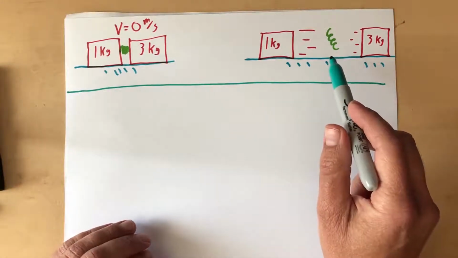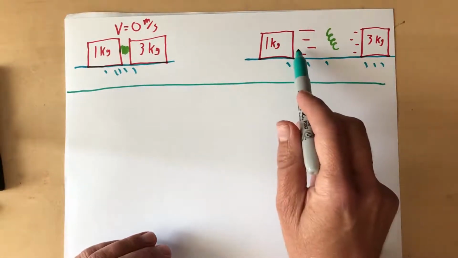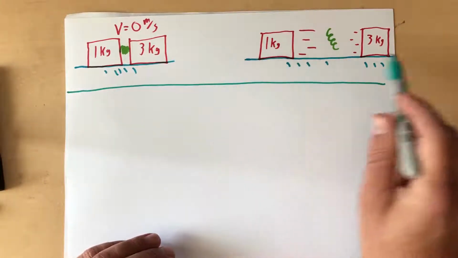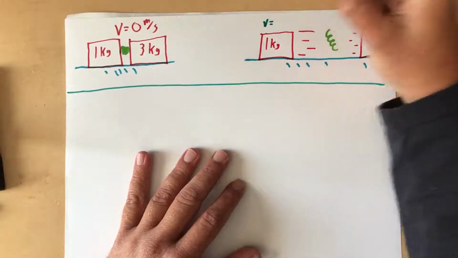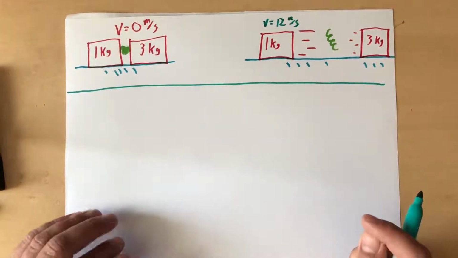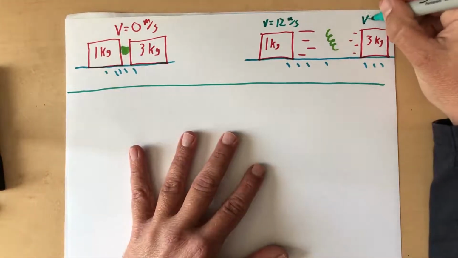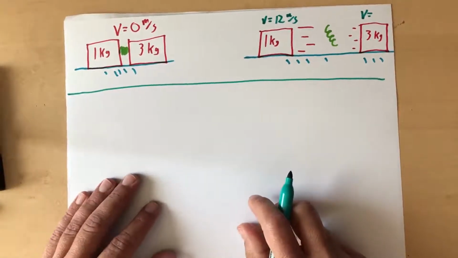An explosion can be thought of as a reverse collision. So boom, it explodes here. The 1 kilogram goes off to the left here. The 3 kilogram goes off to the right. Let's say that the 1 kilogram goes off at 12 meters per second. So first of all, let's find the velocity of the 3 kilogram. We're going to do that with conservation of momentum.